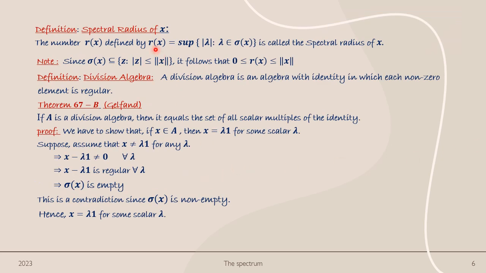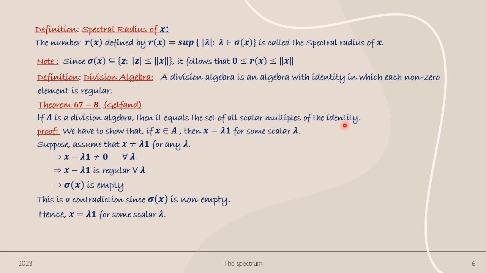Now we will prove one more theorem. The theorem is named after Gelfand. For that we define two main definitions. First definition, spectral radius of x. The number r of x defined by r of x is equal to the supremum of mod lambda, where lambda belongs to sigma of x, is called the spectral radius of x.